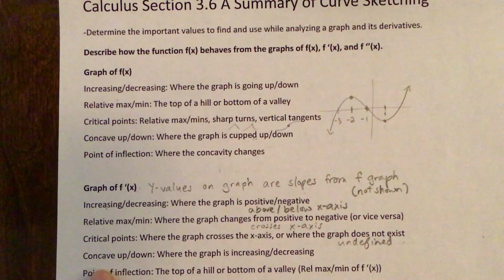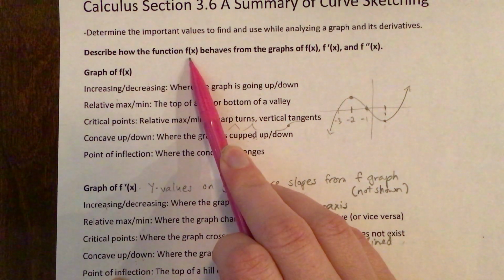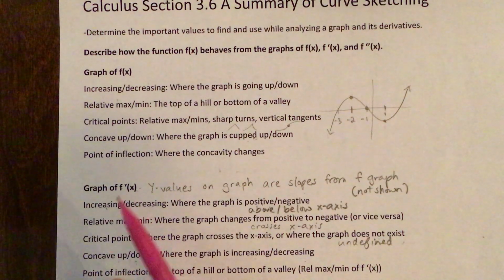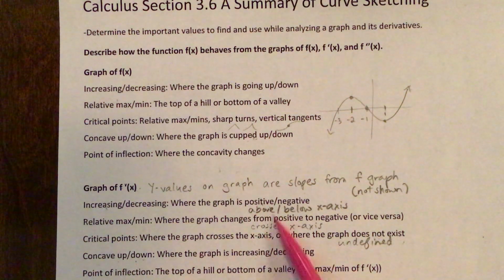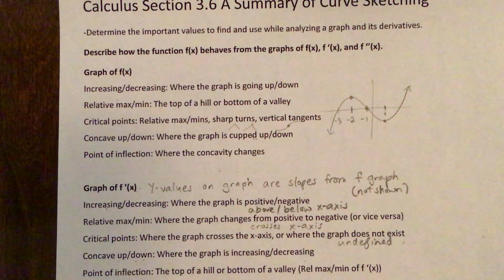So your graph of f of x would be concave up or down when the graph of f prime of x is increasing or decreasing. Right? Slopes increasing or slopes decreasing make f of x concave up or concave down. So all of these words, again, refer back to how f of x behaves, not how f prime behaves. So this is for f of x, and all this stuff is what f prime of x is showing on its graph.